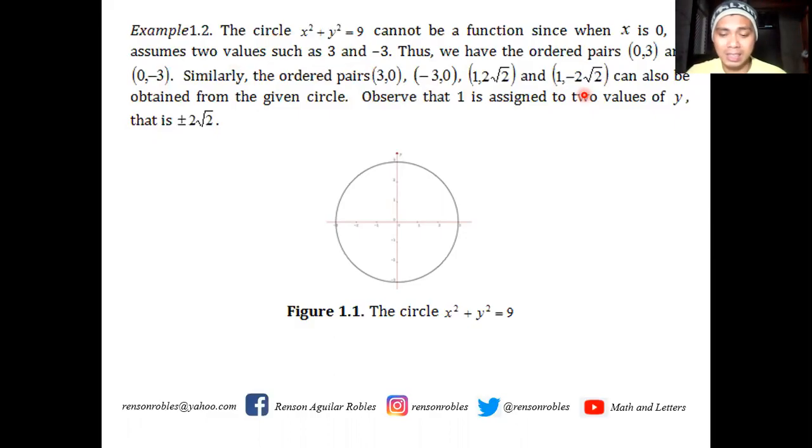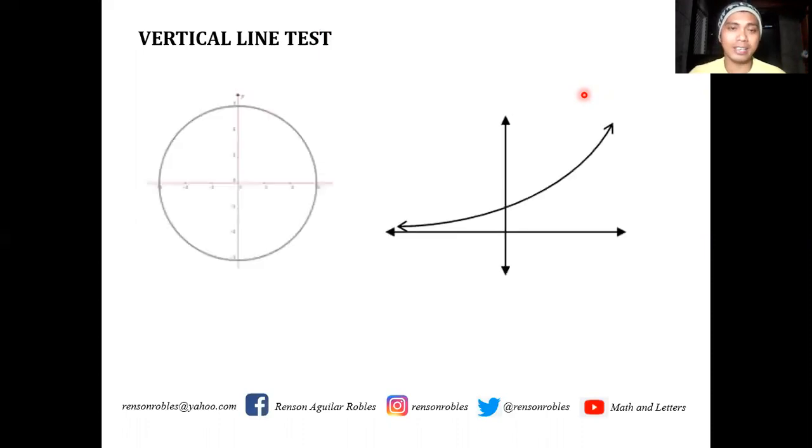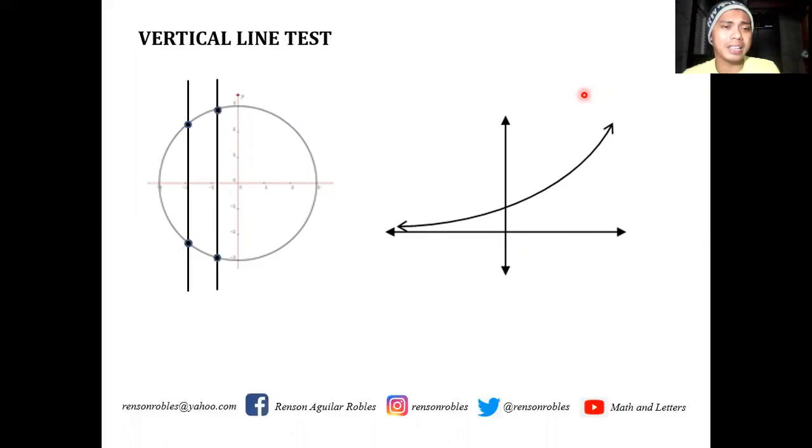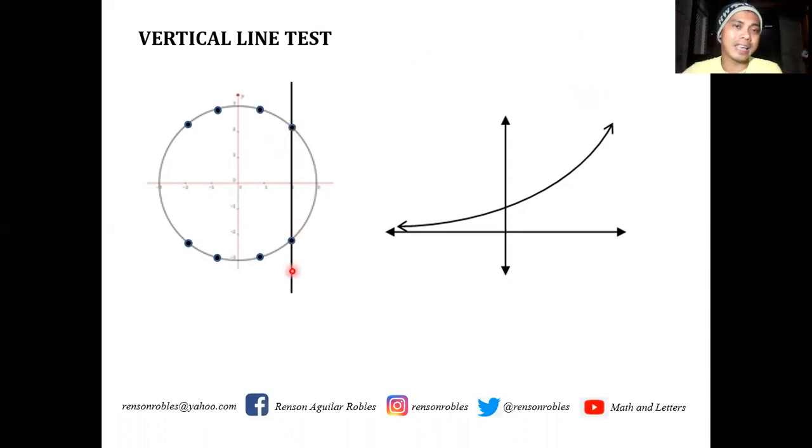When a graph is given, then we can easily identify whether a relation is a function or not through a vertical line test. So here is the idea. What we are going to do is draw vertical lines that will pass through the graph of the relation. If a vertical line passes through 2 or more points on the curve, then that is not a function. And you will notice that when I draw vertical lines over the circle x squared plus y squared equals 9, the vertical line passes through exactly 2 points. So that confirms that the circle is not a function.